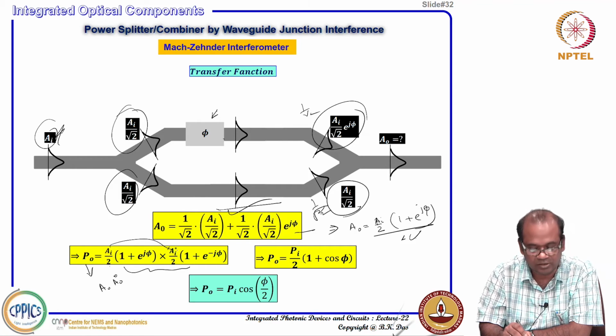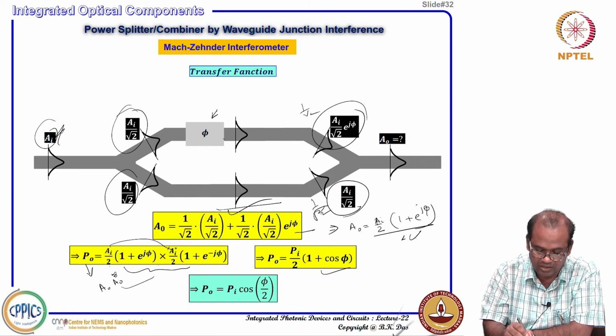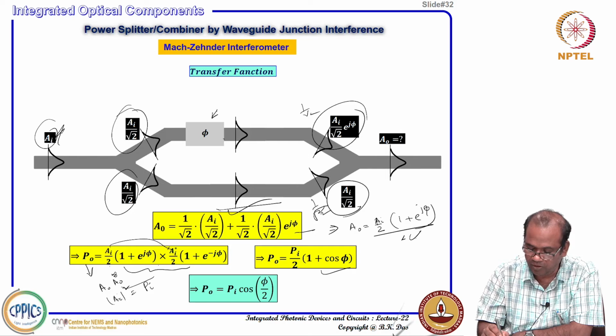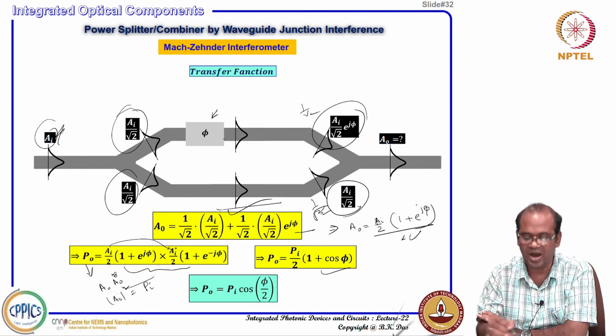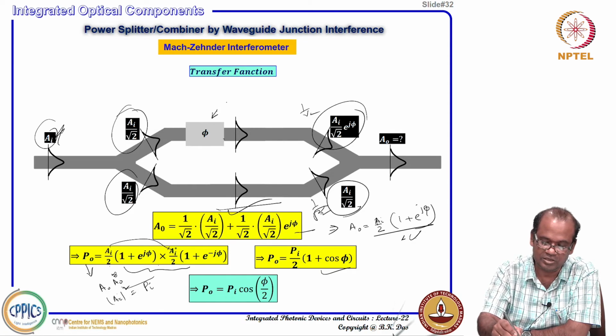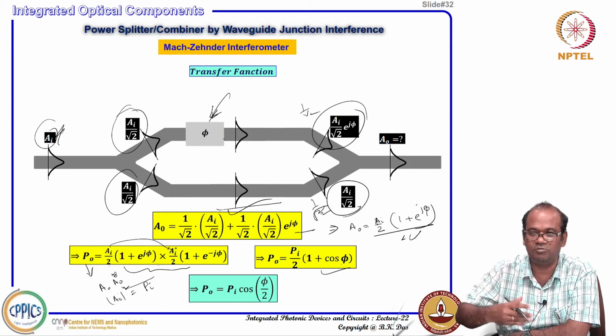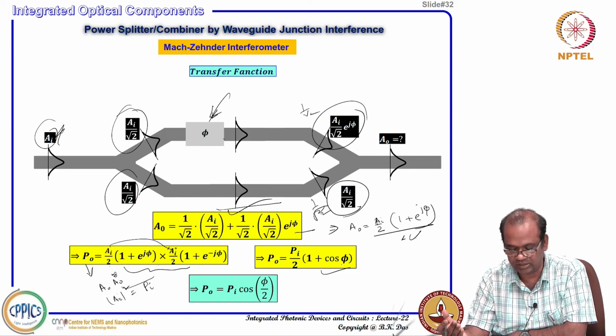So, A_I star we are writing as 1/2 (1 + e^(jφ)) (1 + e^(-jφ)) A_I star. If you simplify that, just multiply, then you will get P_o equal to P_i, the input power, times a function of φ. So as a function of φ you can modulate the output power. If some kind of phase modulation is coming, then phase modulation to intensity modulation conversion is taking place.